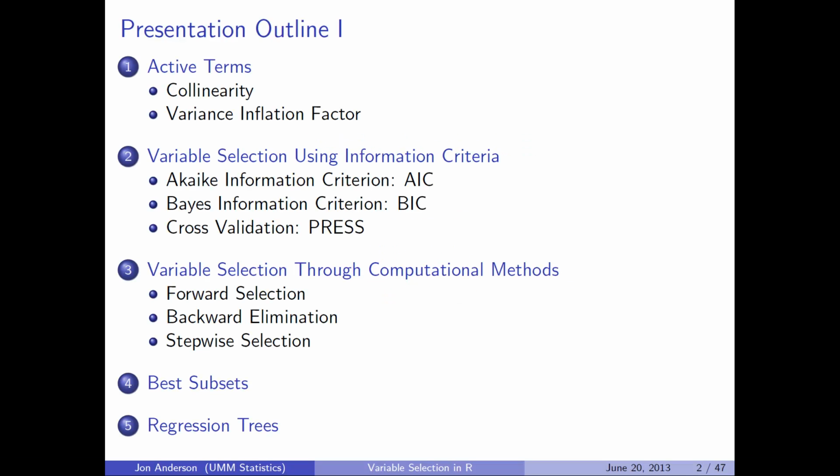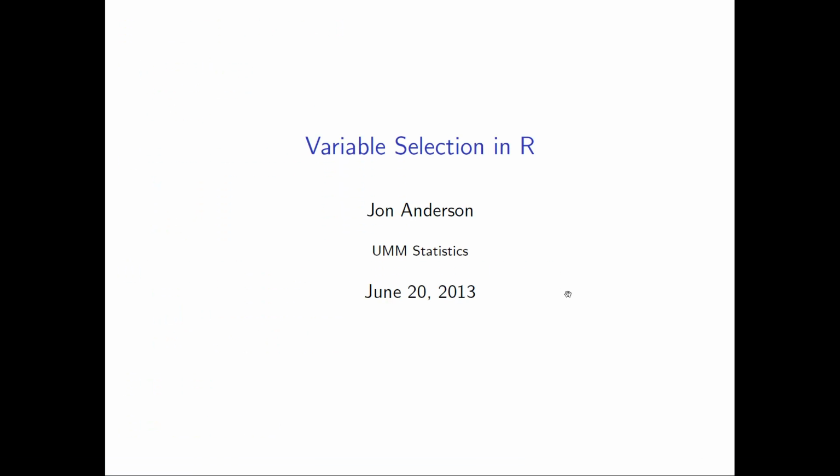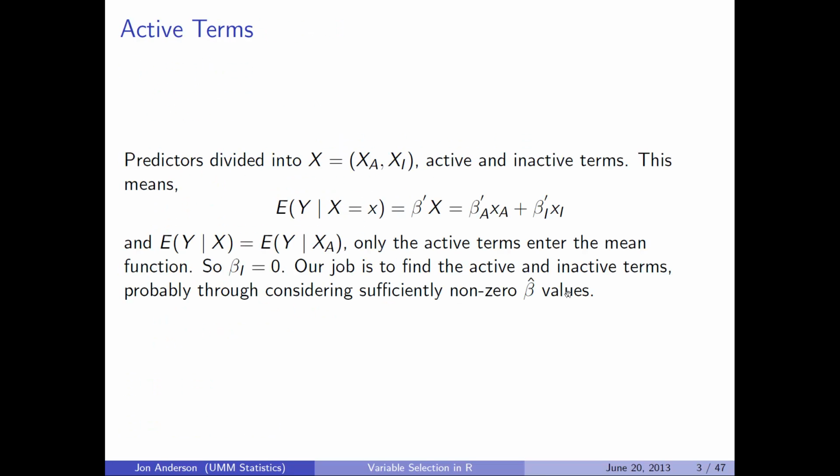In this lecture, we're going to be talking about variable and model selection methods. To begin with, we need to talk about the idea of active and inactive terms. We'll start with thinking about all of our predictor variables in our data set represented by the matrix X, and we're going to divide up the variables in our predictor set into two parts.